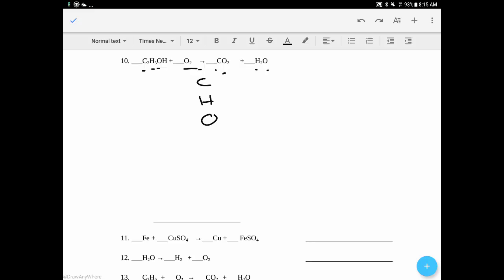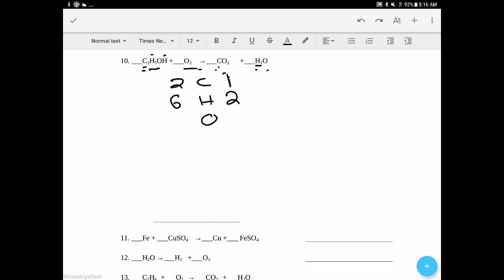So now we're going to count how many are on each side. On the left side, we have 2 C's, and on the right side, we have 1 C. So I'm going to do 2 and 1. Now the H's on the left side: we have 5 here, 5 here, and then we have another one here. So we add both of those together. That's 6 total. And over here, we just have 2.